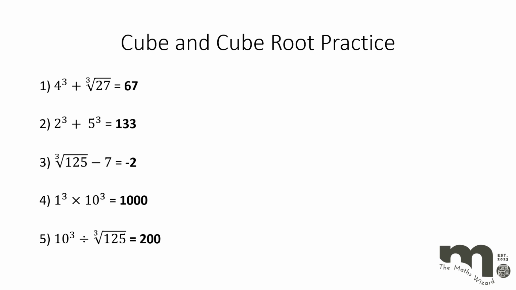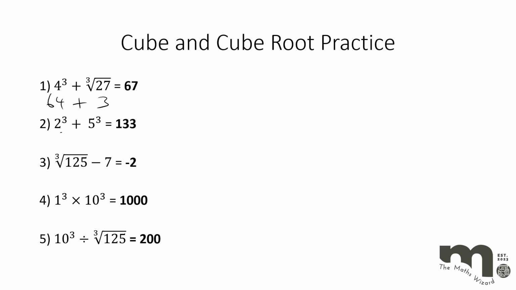Okay, and here are the answers to these questions then. So if we just go through them, 4 cubed is 64, and if we cube root 27, we get 3, and that gives us our 67 here. So remember to always follow our rules of BIDMAS. We've got to do the cube rooting and the cubing here first before we do our addition.